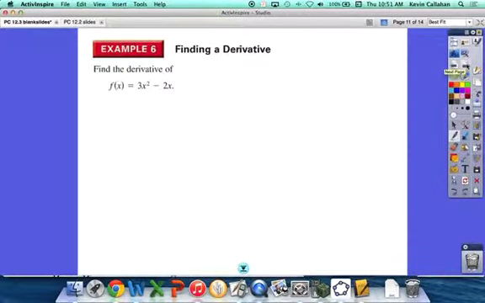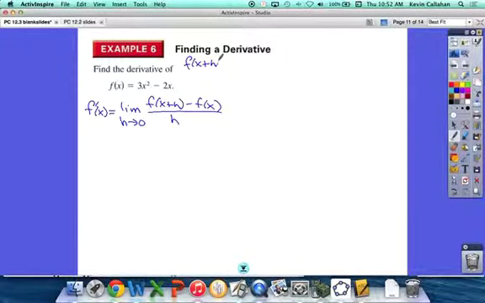So let's see, find the derivative. Find the derivative. We'll do one more like this. Right, the derivative will be, and I'll use their notation, f prime of x equals the limit as h approaches 0 of f of x plus h minus f of x divided by h. So first I've got to do f of x plus h. F of x plus h equals 3 times x plus h squared minus 2 times x plus h.